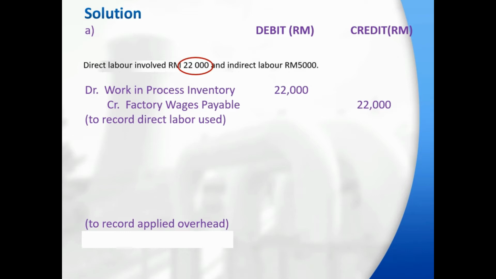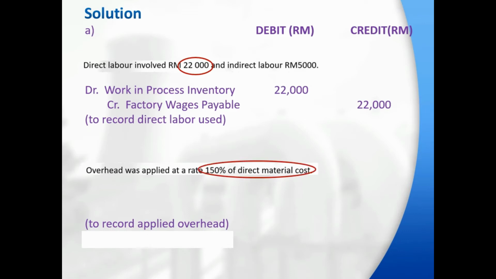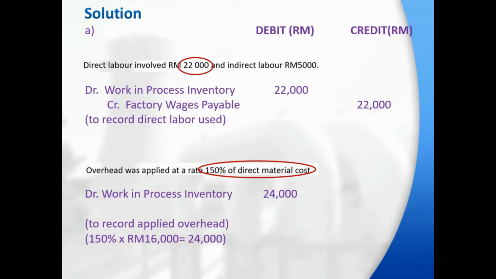To record applied overhead, refer to equation. Overhead was applied at the rate of 150% of direct material cost. So, we have to calculate applied overhead first. 150% times direct material cost 16,000 equals 24,000. So, debit work in process inventory 24,000 and credit manufacturing overhead 24,000.